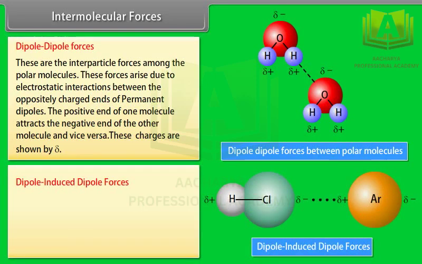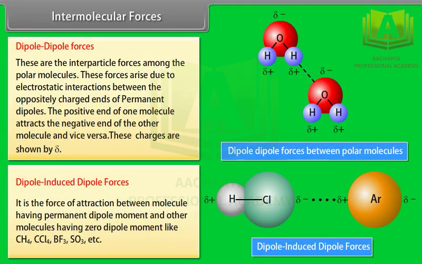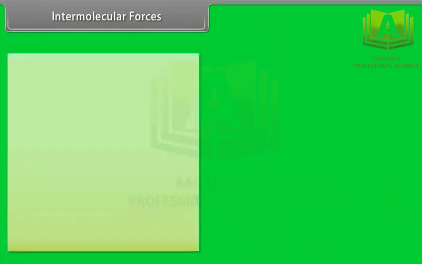Dipole-induced dipole forces. It is the force of attraction between molecules having permanent dipole moment and other molecules having zero dipole moment, like CH4, CCl4, BF3, SO3, etc. For example, a polar molecule such as HCl can induce a dipole in an argon atom by distorting the electron cloud. An electrostatic attraction exists between the ion or permanent dipole and the induced dipole. The intermolecular force is called a dipole-induced dipole attraction.